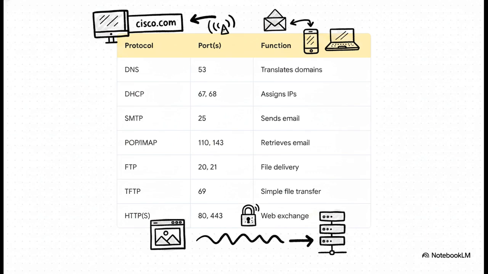Email relies on protocols like SMTP, POP, or IMAP. And the absolute heavy hitters of the web, HTTP and HTTPS, well, they use ports 80 and 443 to deliver all the text and images you see every day. Every single one of these protocols plays a highly specific, totally irreplaceable role in your digital life.